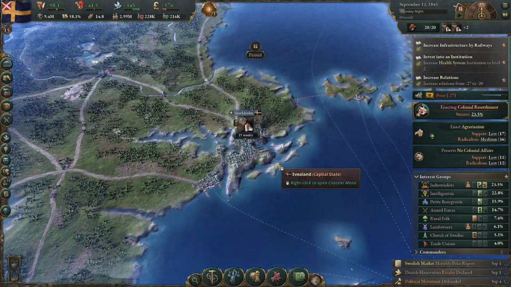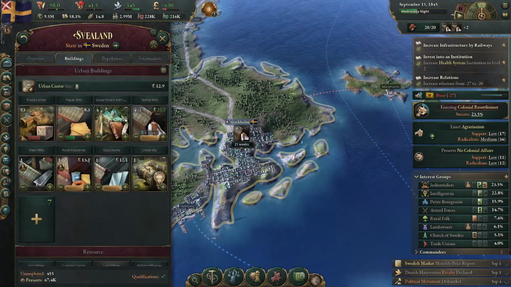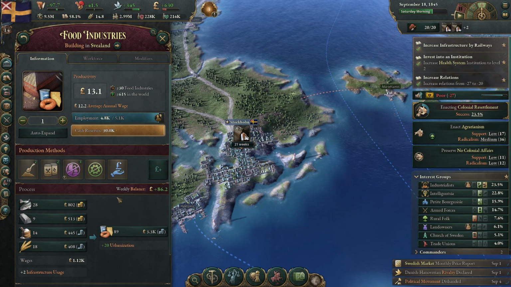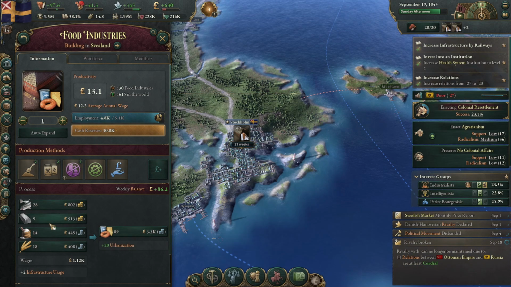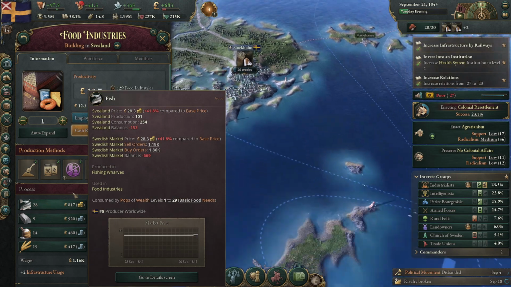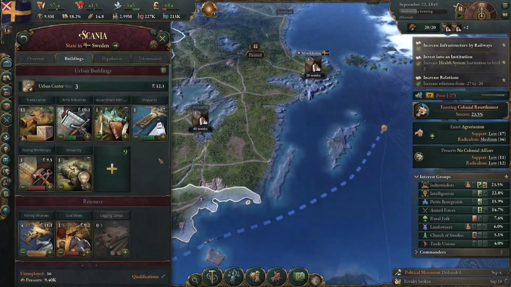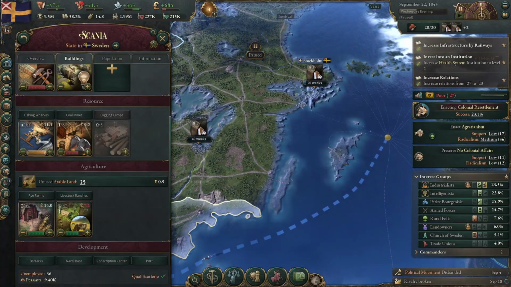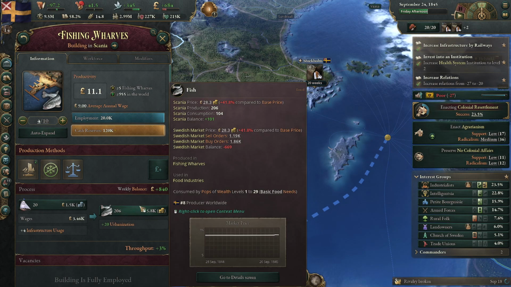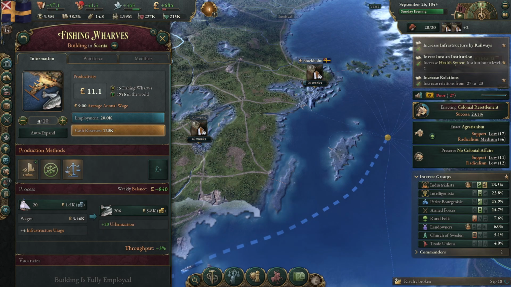We'll just produce a surplus of food prices, granaries. Just want to see if that will pick up. Fish is high. Where were we getting fish from? Fishing wharves. Fish is still high. Got fishing trawlers. We can't improve it that way.